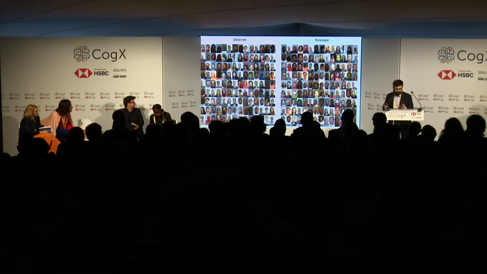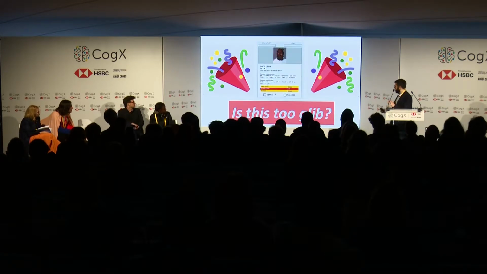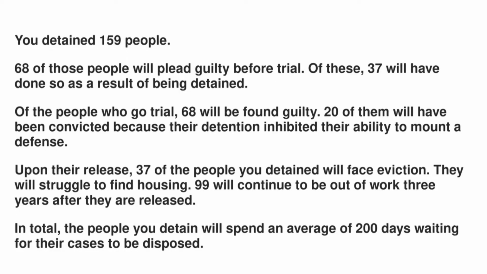And so on the one hand, it's good that students are independently interested in this lesson, but our work isn't quite done, right? So at the end, we show them this. It's a list of consequences. You made the choice to detain people.